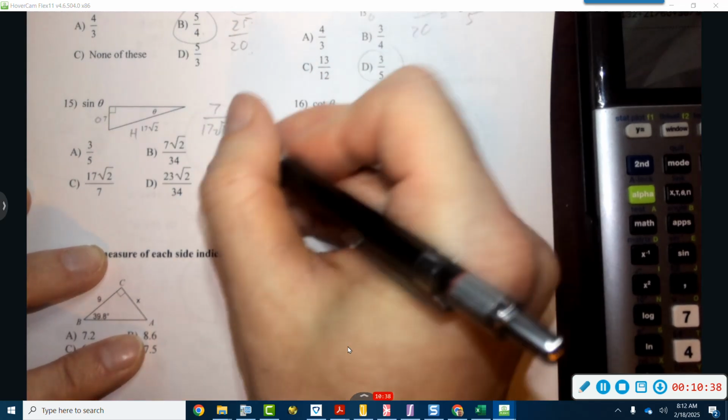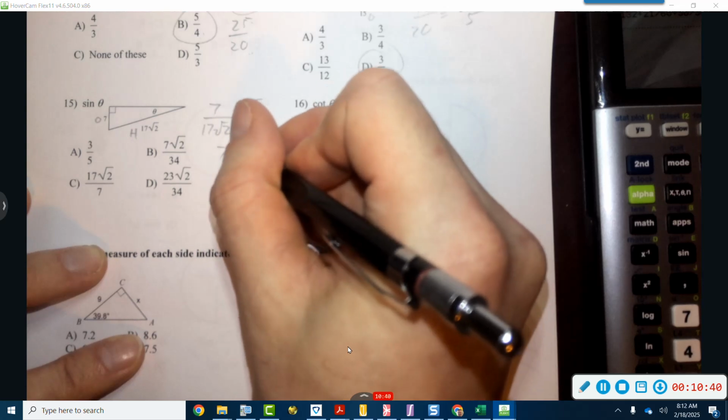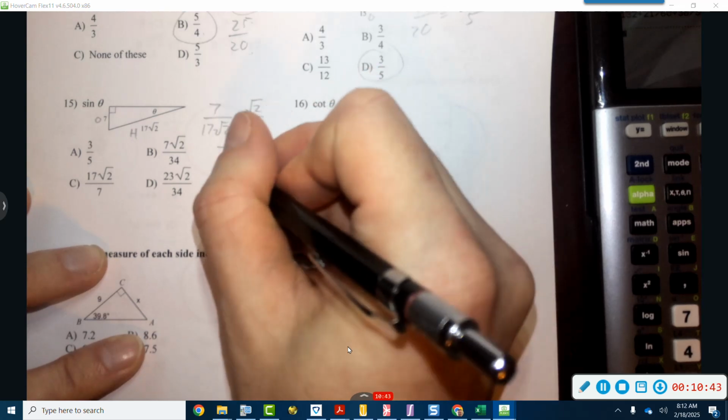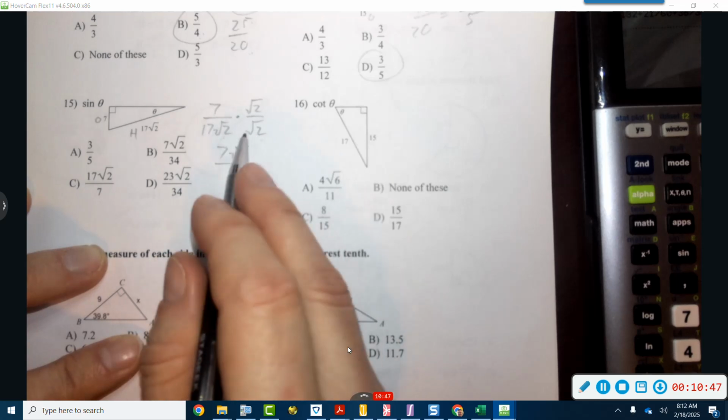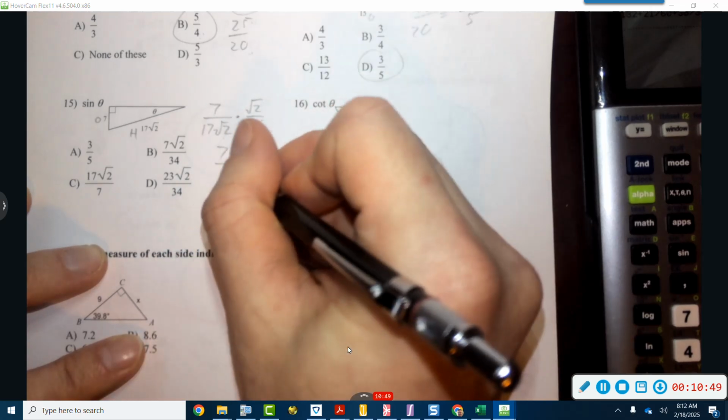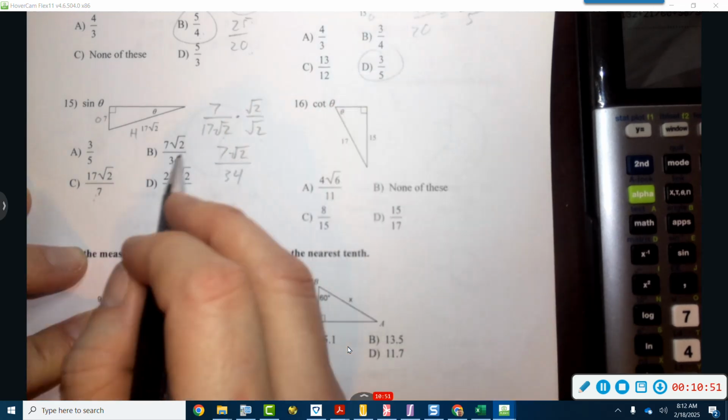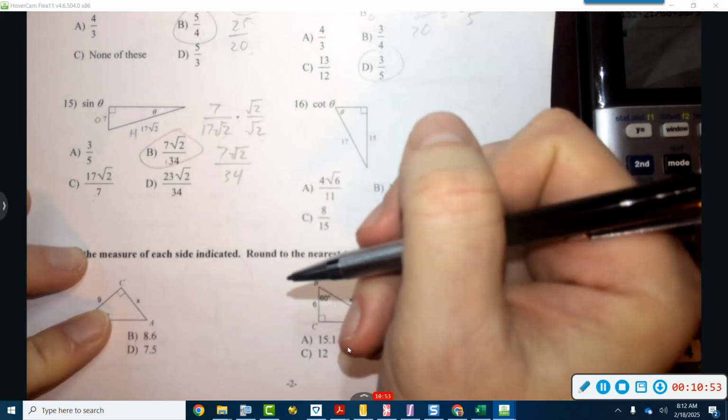So that does give us 7 radical 2 over there, and then this will be radical 4, which ends up being 2. 2 times 17 is 34. So actually, it's not this guy at all. It's this guy. So watch out for that.